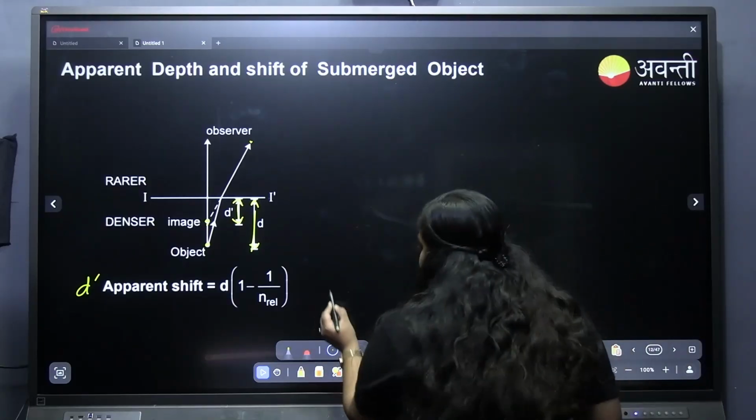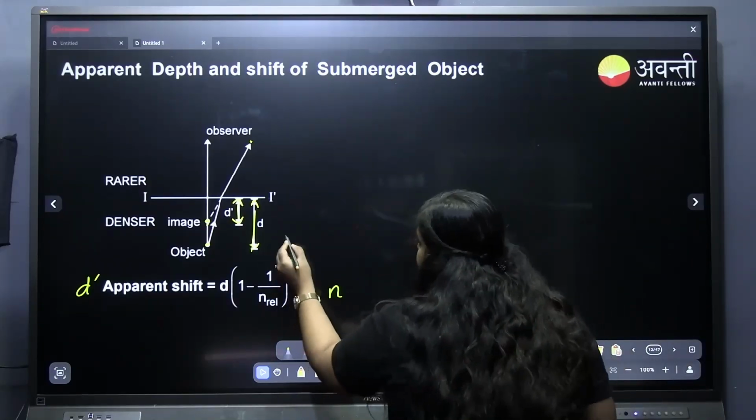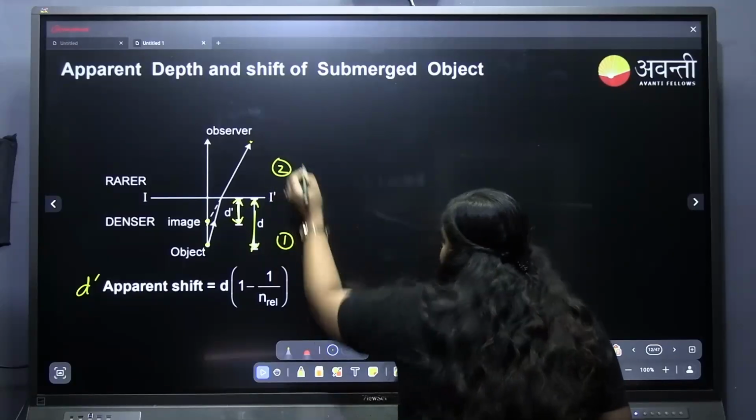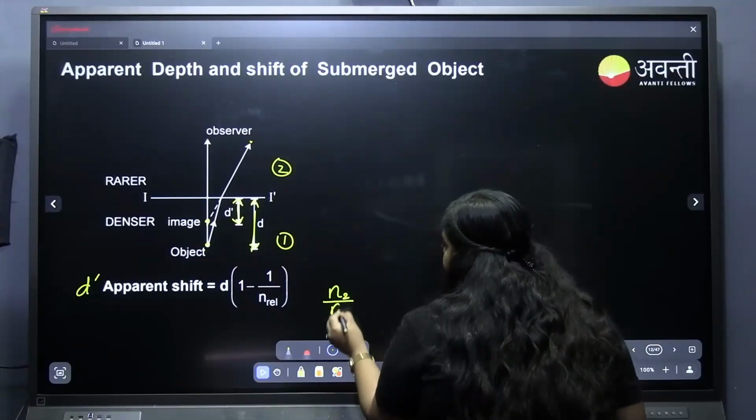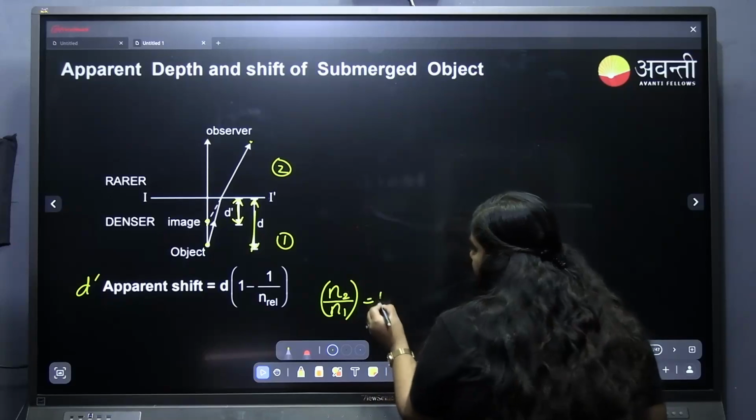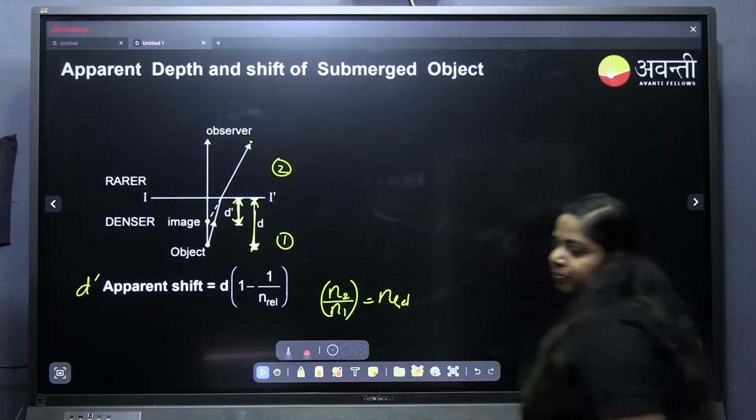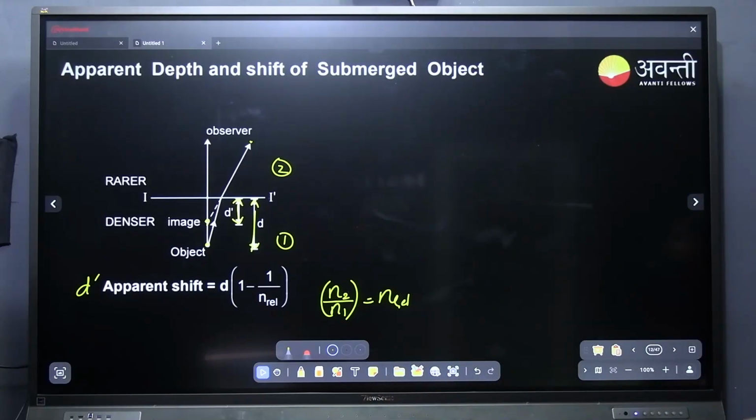Okay, here n relative will be, if this is n1 and this is n2, it will be n2 by n1, n relative. Okay, then we can move to the next topic.